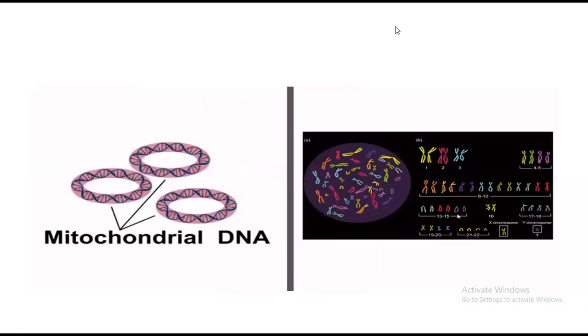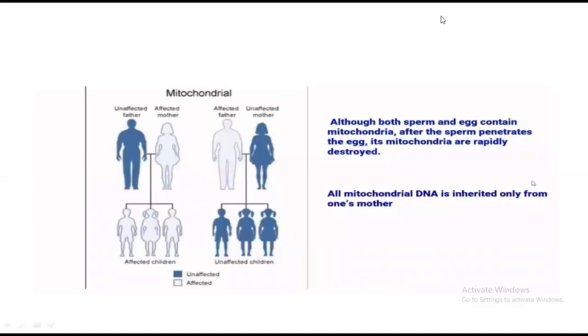Now I will discuss the difference between mitochondrial DNA and nuclear DNA. So look here, mitochondrial DNA is just this round shape, and this is the nuclear DNA that consists of 23 pairs of chromosomes, as you know. So this is a basic difference between the mitochondrial DNA and nuclear DNA.